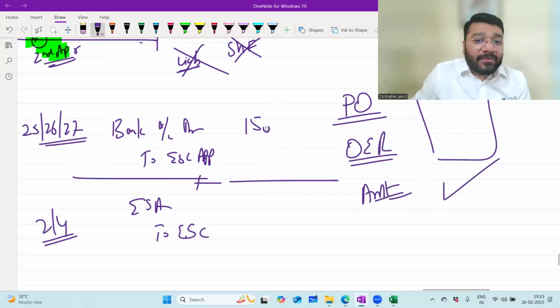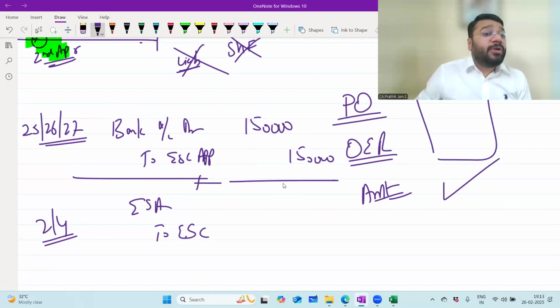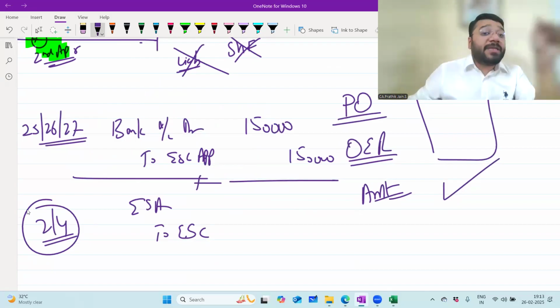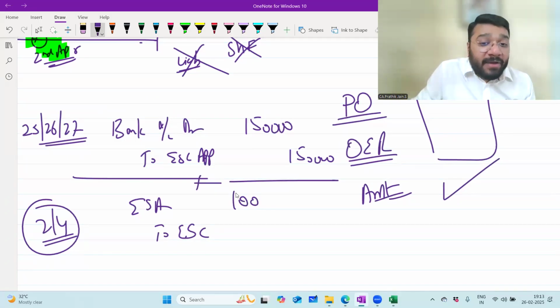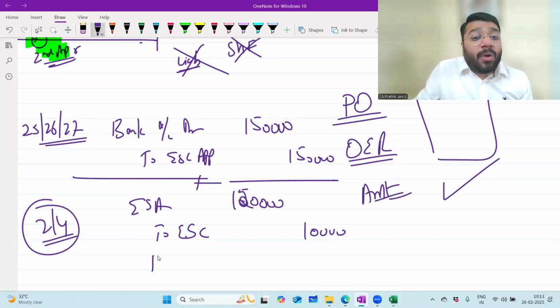1 lakh 50,000 rupees. Bank account debit to equity share application 1 lakh 50,000 rupees. Correct? When are you going to allot? On 2nd April. How many shares are you going to allot? Only 1 lakh shares you're going to allot in the capital account. The remaining amount, what are you going to do? 50,000 rupees you're going to refund in the bank account.